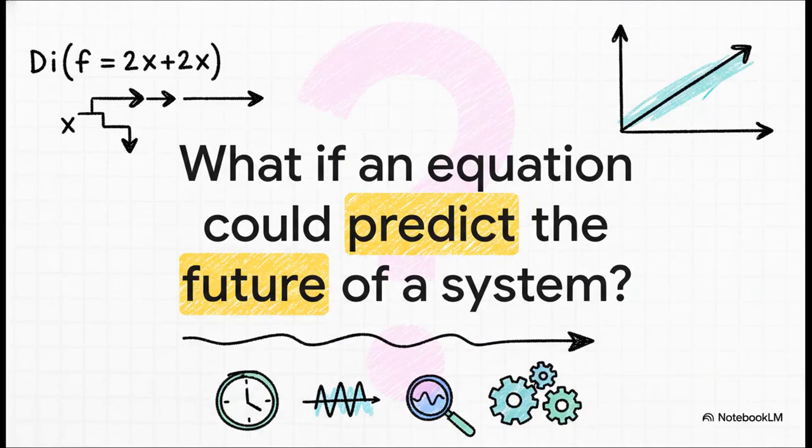So let's really frame our whole conversation around this one big question. What if an equation could reveal a system's ultimate destiny just by looking at what it's doing right now? No need for future data, no complex simulations, just a snapshot of the present. This is the incredible predictive power we're going to unpack.